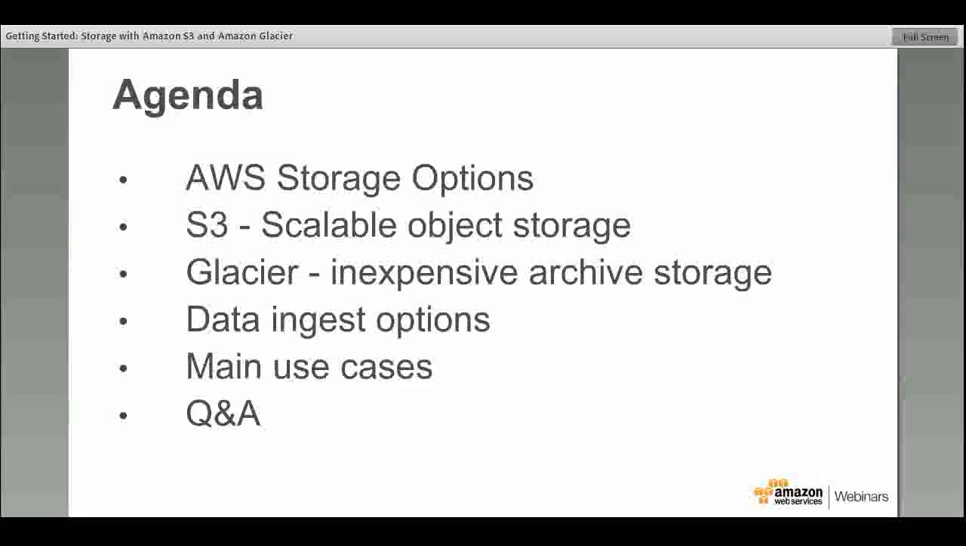Here's what we're going to cover today. We're going to start with an overview of AWS's full suite of storage services. We'll then dive deep into Amazon's main object storage offering, S3, which is designed to provide storage for large-scale web applications. Glacier, which gives you a low-cost, easy to maintain tier for deep archives and long-term backup. And then we'll discuss some options on how to ingest data into the AWS platform. I'll walk you through some of the main use cases, and then we'll wrap up with some Q&A.